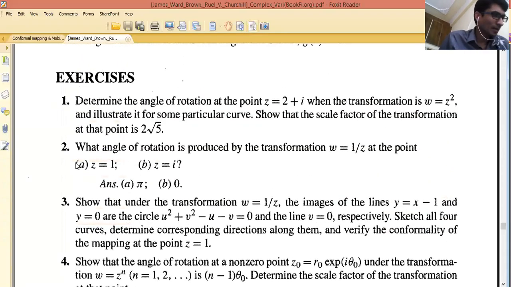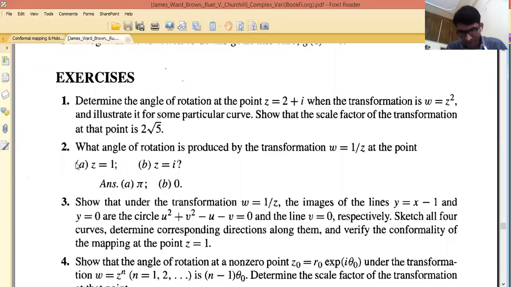Before this, we start another topic: some elementary transformations. First is the translation. Everyone knows what the translation is: w equals z plus alpha, where alpha is any arbitrary constant. This is called the translation.